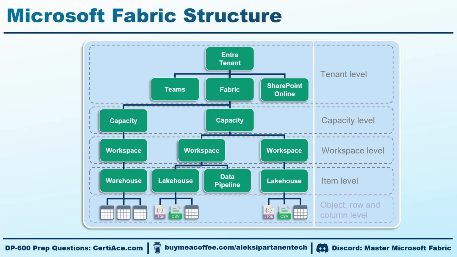Then we have the object, row, and column level layer, which means the layer to which the actual data is stored. Here we have our tables and files that are brought to Fabric or created there as part of some data transformation process. This is also the layer where we have the OneLake, that is the default data store for all data in Fabric. And next, let's talk more about OneLake and what it is, and what is the relationship between those different Fabric data stores like warehouses and lakehouses to OneLake.